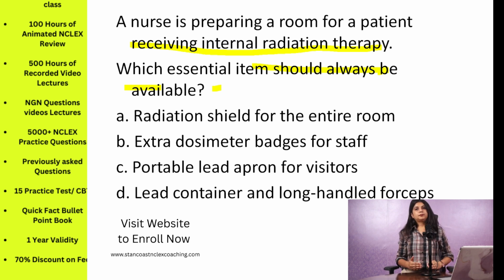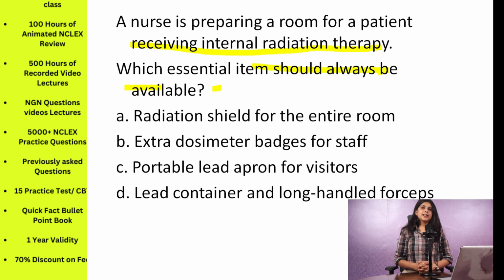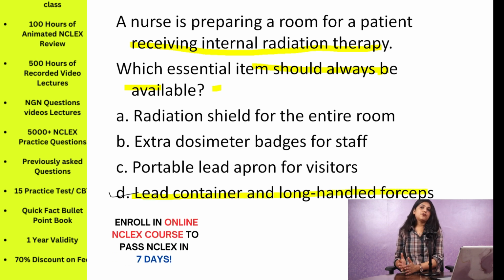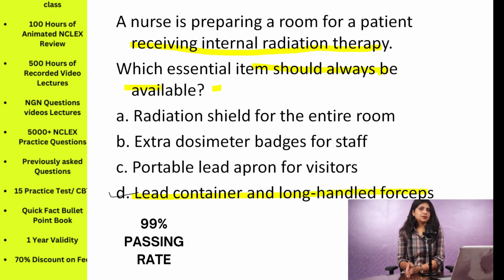Answer: D. Rationale. If the radiation implant becomes dislodged, the nurse should use long-handled forceps to place it in a lead container for safe removal. The other options are not required for managing internal radiation exposure.